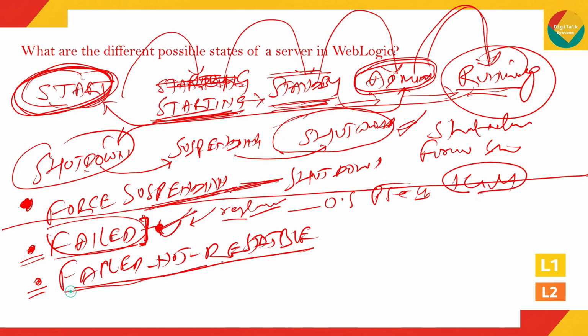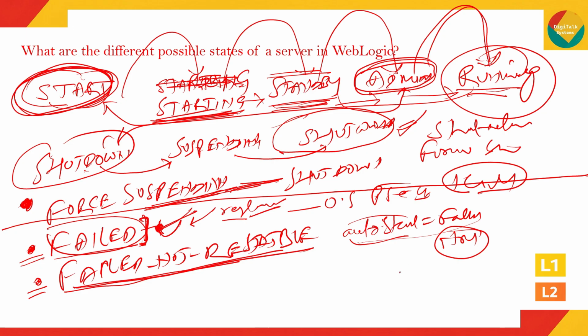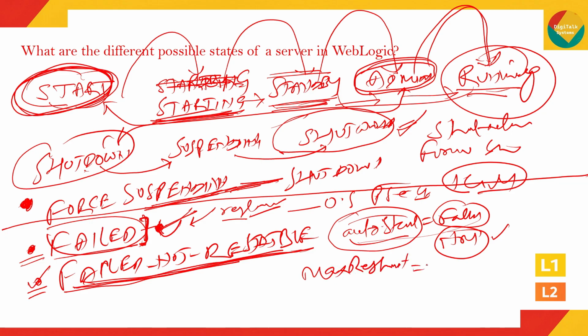Now, failed not restartable is again a kind of condition that depends on multiple things. One reason could be your auto start equal to false. Auto start is a feature of node manager. For example, if any server crashes for any reason, node manager automatically restarts the particular managed server, and for that there is a feature called auto start. If that auto restart feature is false, then you may see the failed not restartable state for your managed server. Or maybe the maximum restart attempt is exhausted.